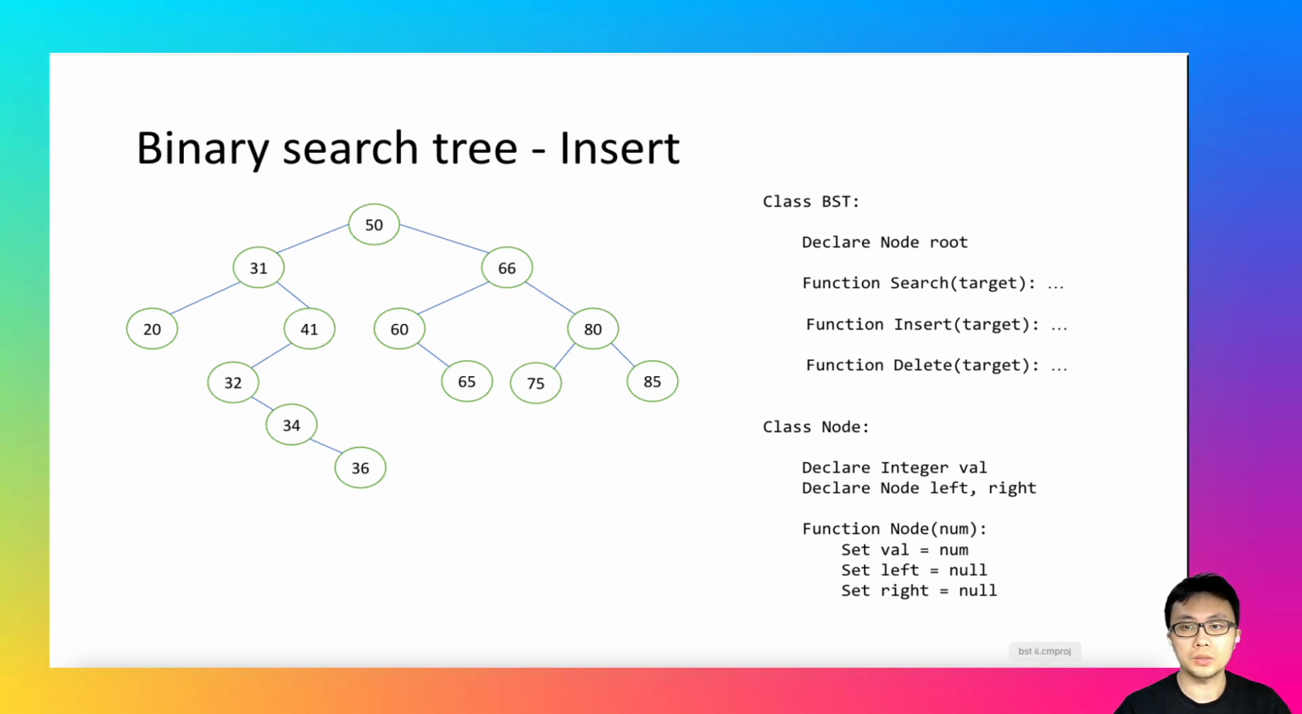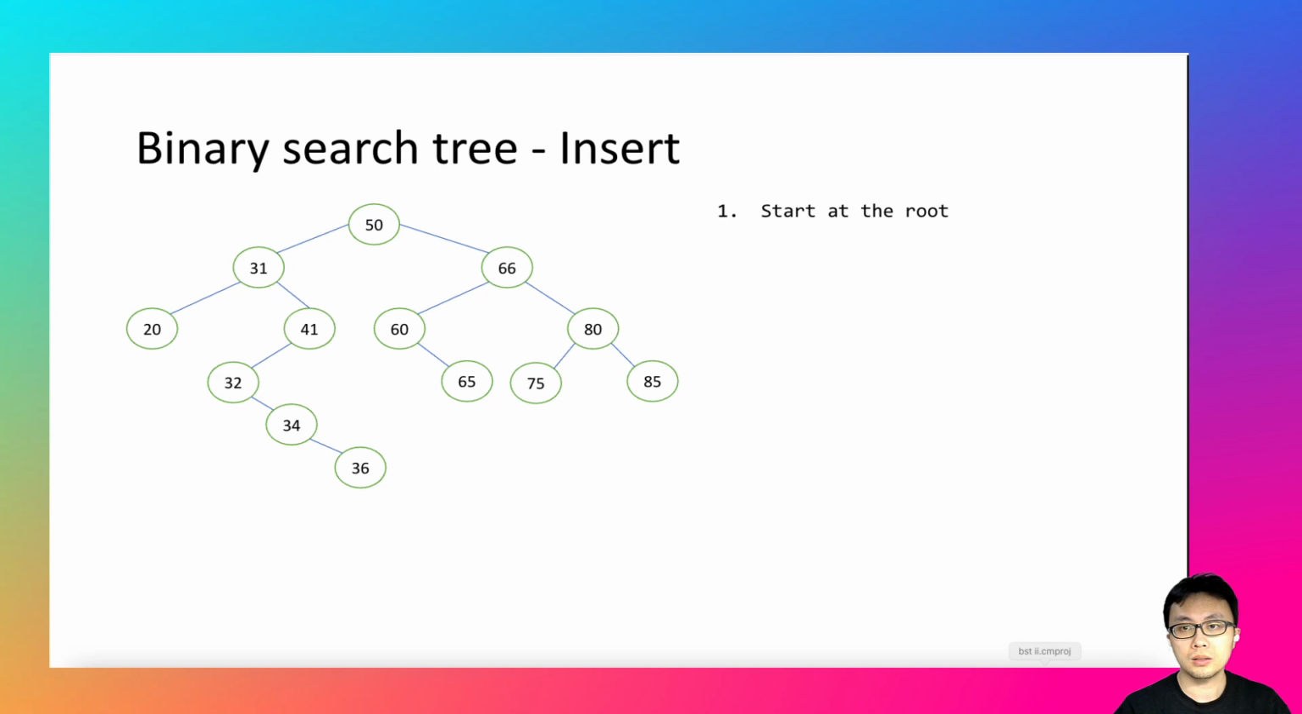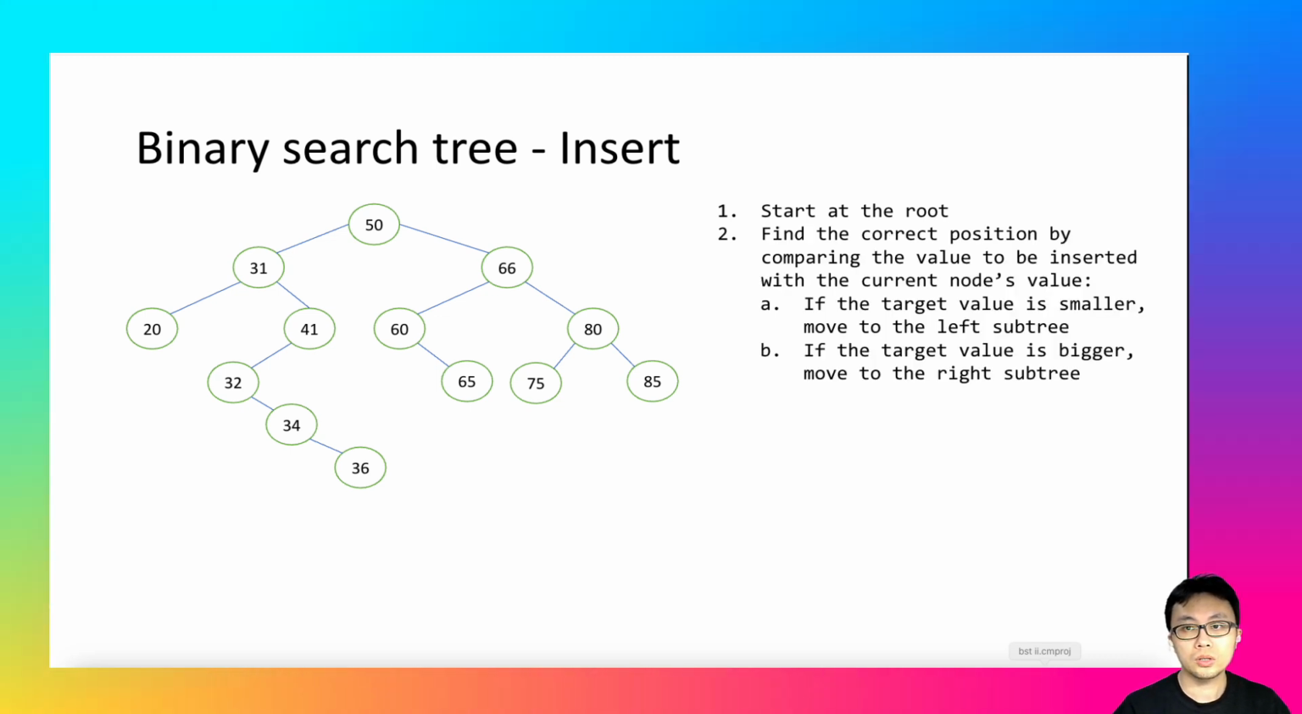What steps are involved in inserting a new node in a binary search tree? Same as the search method, you start with the root node. Second, you search for the correct position based on the given target value. This process is similar to what you do in a search method. If the target value is smaller than the current node value, you would move to the left subtree. If bigger, you will move to the right subtree. If the same, you will silently stop.